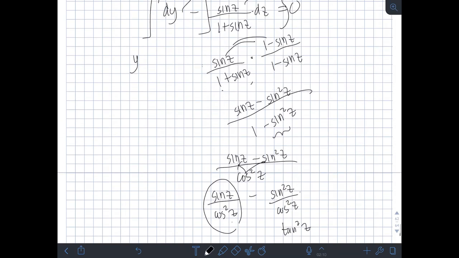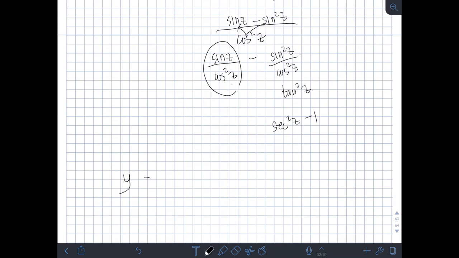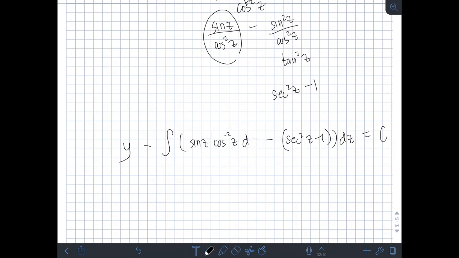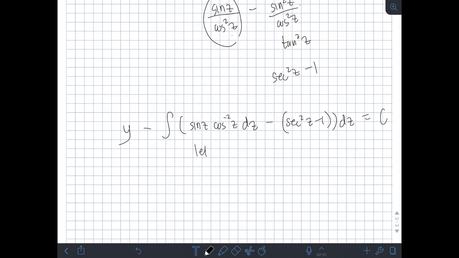So, sorry, sige, rewrite ko ah, yung final form. So, itong y then minus integral ng ito yung sine z sa gagawin kong cosine raised to negative 2 z, ha? Tapos dz then minus secant squared z minus 1 quantity dz equals integral ng 0 is constant na. Okay? Oh, sorry, dz pala to. So, parang we have, ito, pag nilet u natin is itong cos z, magiging du is equal to negative sine z dz. Negative, right? So, parang we have sine z dz is equal to negative du.